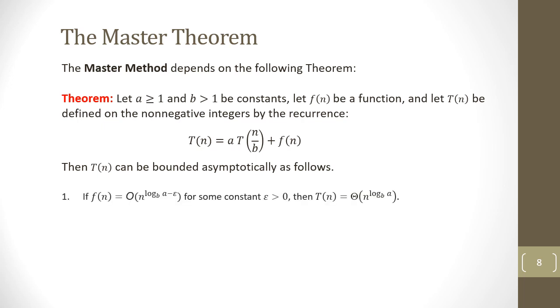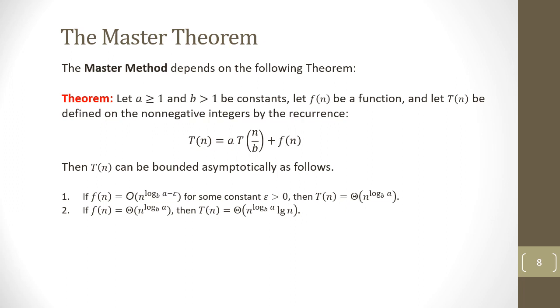If f(n) is big O of n to the power of log base b of a minus some constant epsilon greater than 0, then T(n) is theta of n^(log base b of a). This is case 1 we discussed in the last slide, where the growth of f(n) is asymptotically smaller than n^(log base b of a).